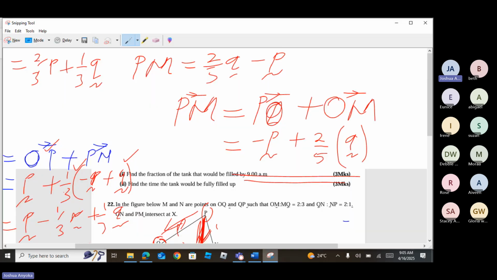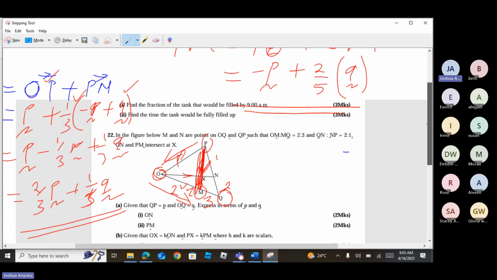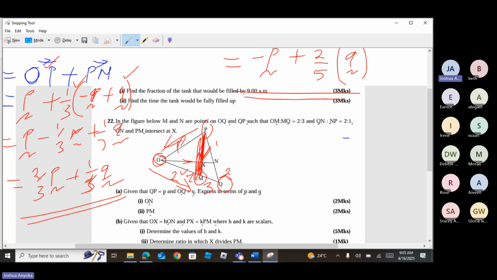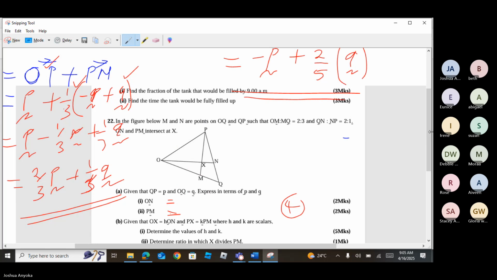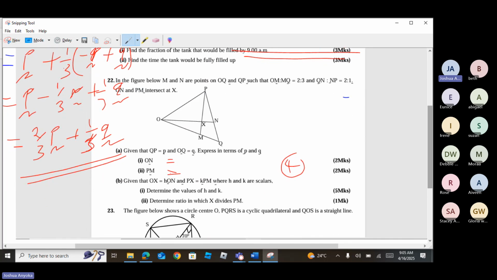Well, so back to our diagram. We have worked out for vector PQ. We have worked out for vector ON and vector PM. And so far we have the 4 marks. Now we need to go to B.